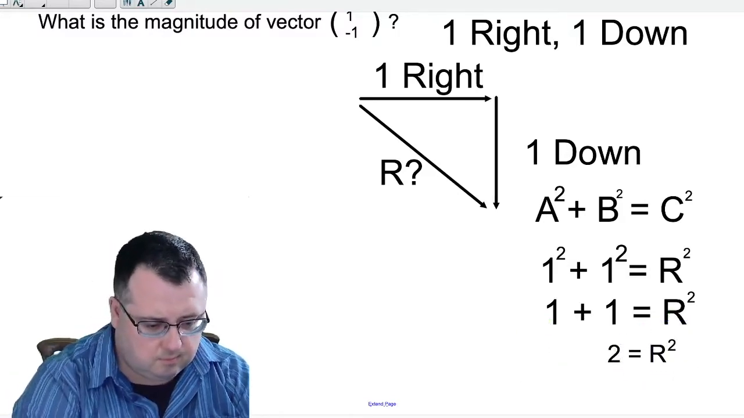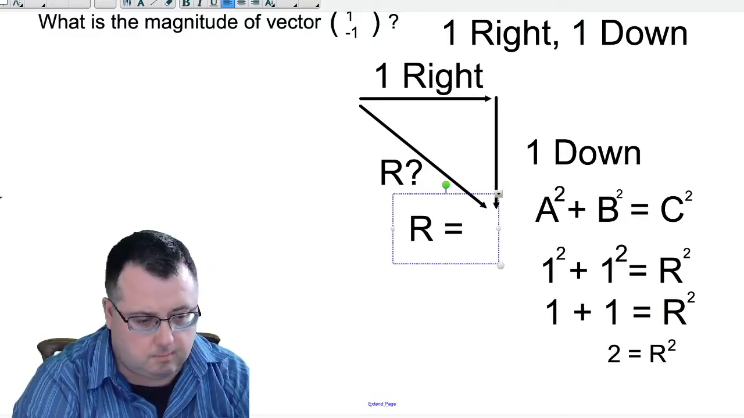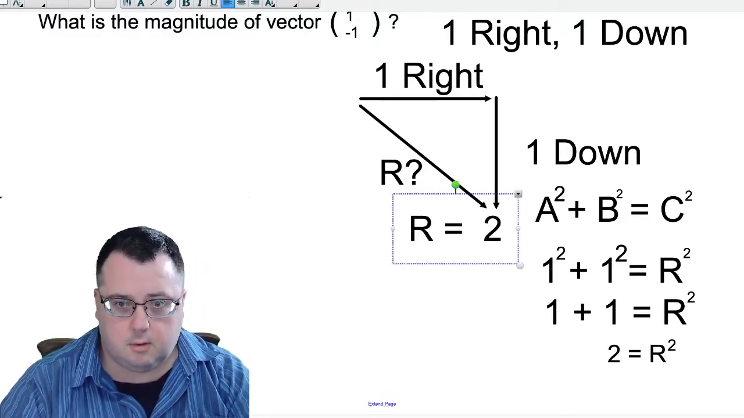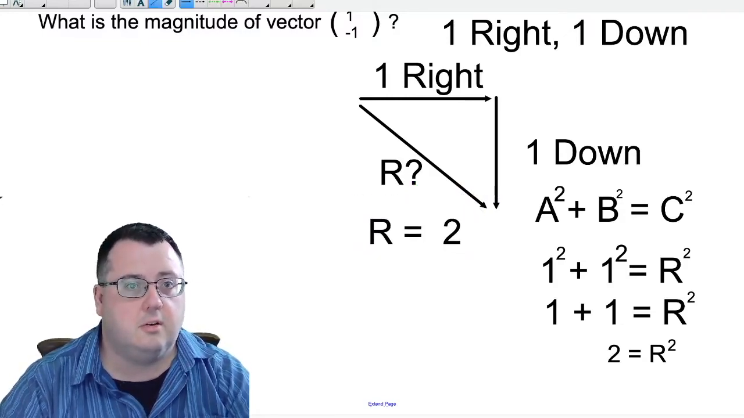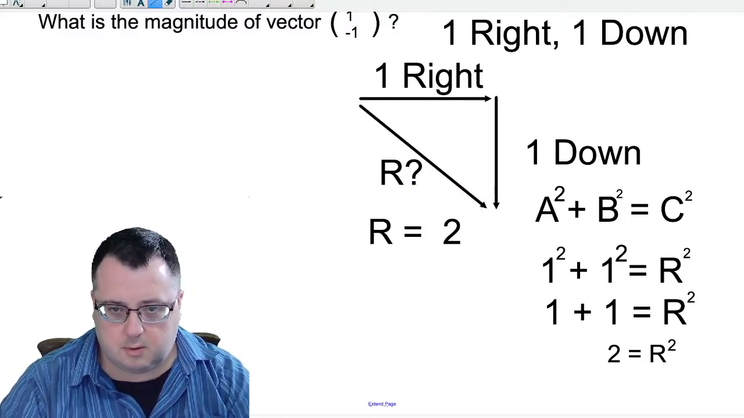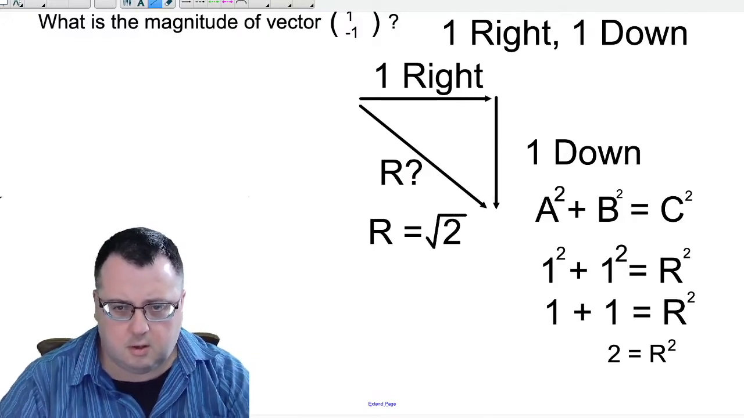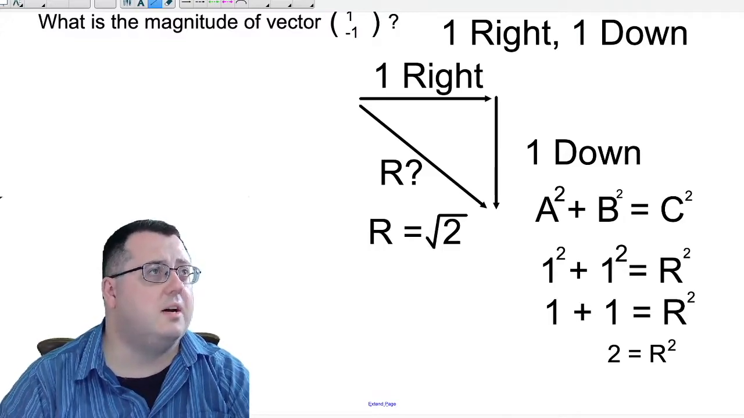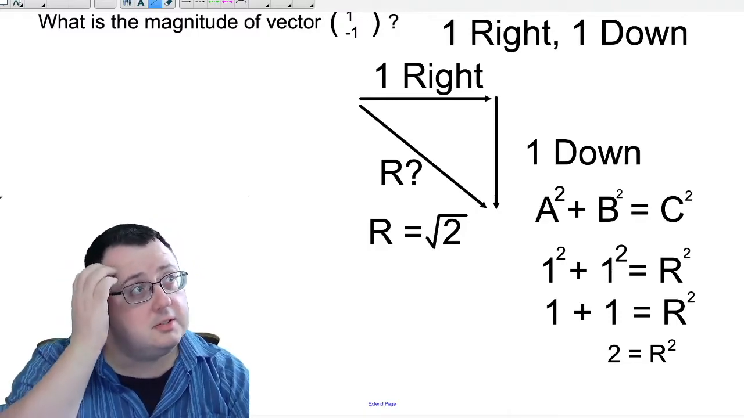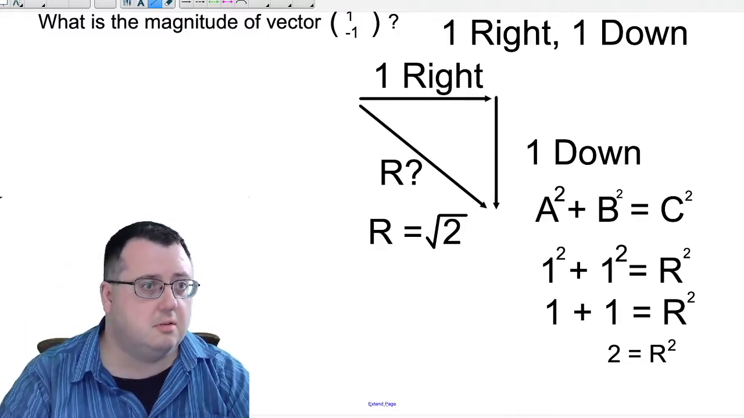So R will equal, I'll put it up here and I'll draw in the square root. Okay, R is going to be equal to the square root of 2. Is that alright? Do you understand how that's worked? Good.